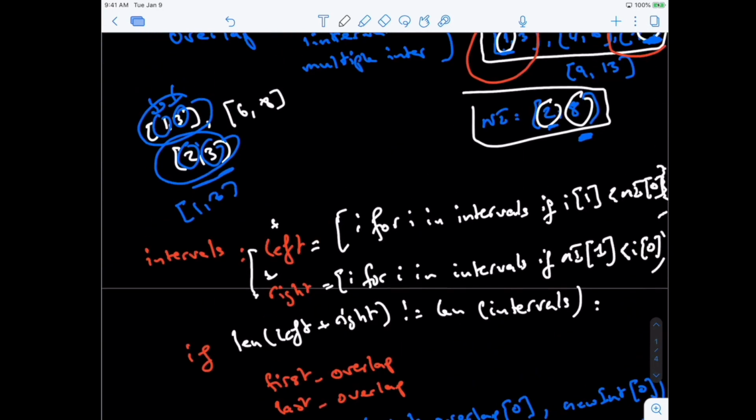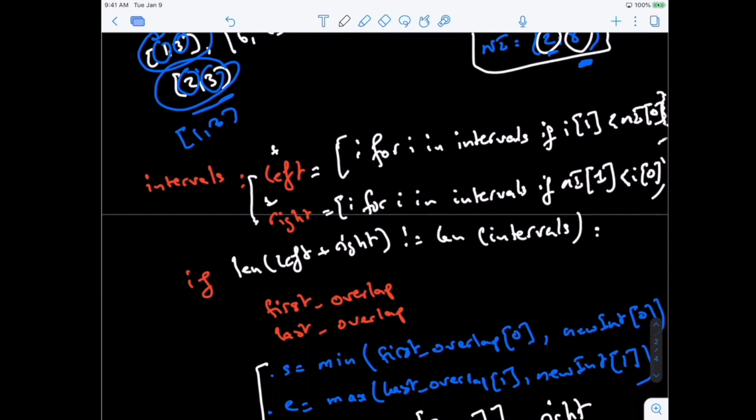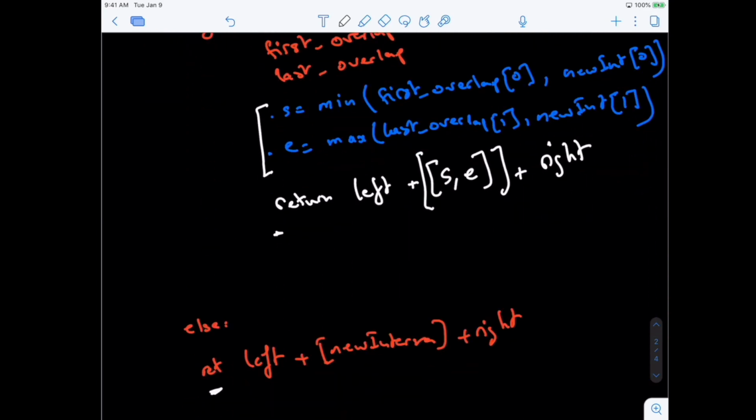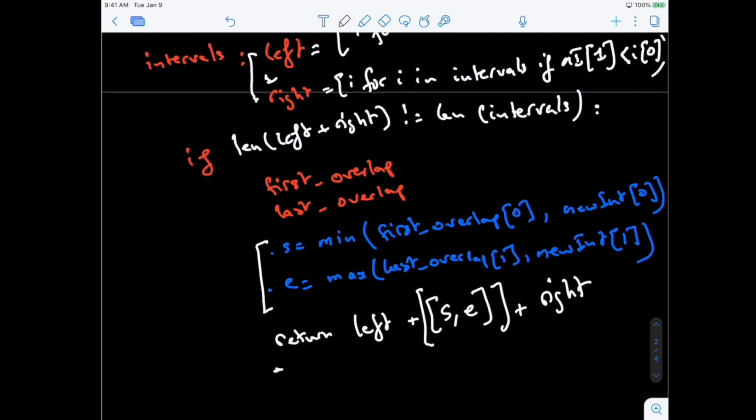Okay, the new interval end is smaller than the interval start, and so you can see the left and the right are completely non-overlapping, smaller, and non-overlapping, bigger. Bigger as in after, non-overlapping before or non-overlapping after. And so if non-overlapping before plus non-overlapping after, if the length of those is equal to the length of intervals, that means there is no overlaps. That means we are in this case. But if it's not equal, that means there were some elements overlapping, and so we need to merge.